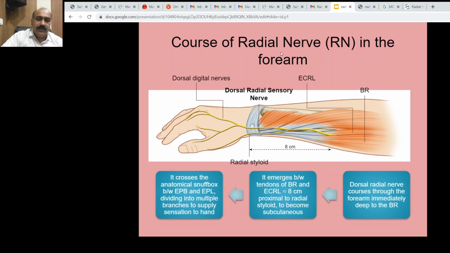Course of radial nerve in the forearm. Dorsal or superficial radial nerve courses through the forearm immediately deep to brachioradialis. It emerges between tendons of brachioradialis and extensor carpi radialis longus at 8 cm proximal to the radial styloid to become subcutaneous. It crosses the anatomical snuff box between extensor pollicis brevis and extensor pollicis longus, dividing into multiple branches to supply sensation to the hand.